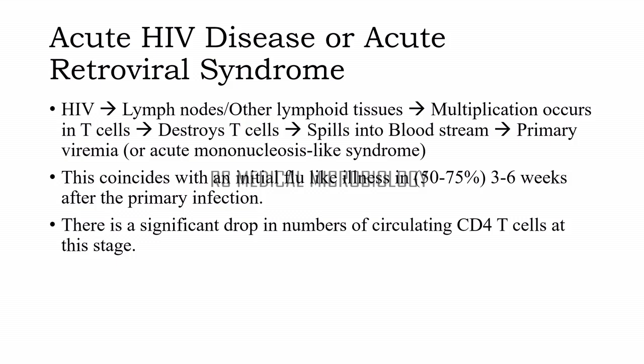Once the number of virus is more, it will slowly come into the bloodstream, which is called primary viremia. Along with this, at this particular point of time, a patient will develop some kind of flu-like illness, and there can also be a very significant drop in CD4 cell counts.